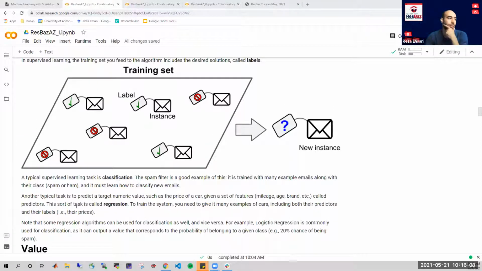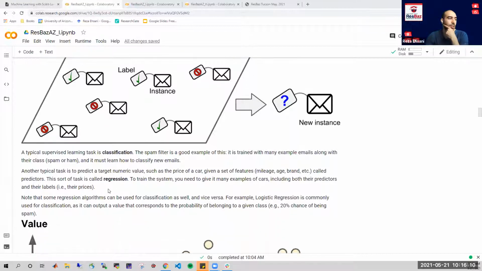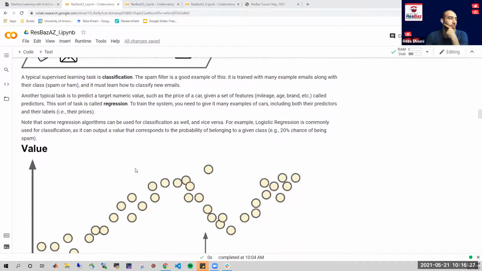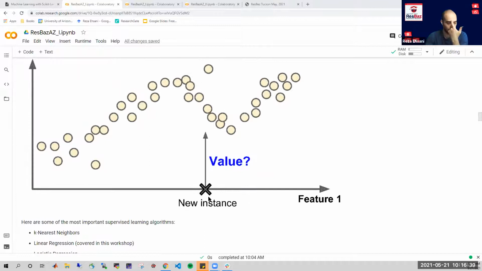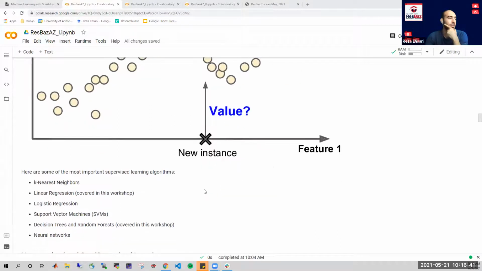We can also have regression examples. In regression, the target is to predict a numerical value, such as the price of a car, given a set of features like mileage, age, brand, etc., which are called the features or predictors. These sorts of tasks, as I mentioned, are called regression. In a regression task, we have features and a target value we are interested in predicting, then we find a relationship between this data, and then use that relationship to predict new instances.